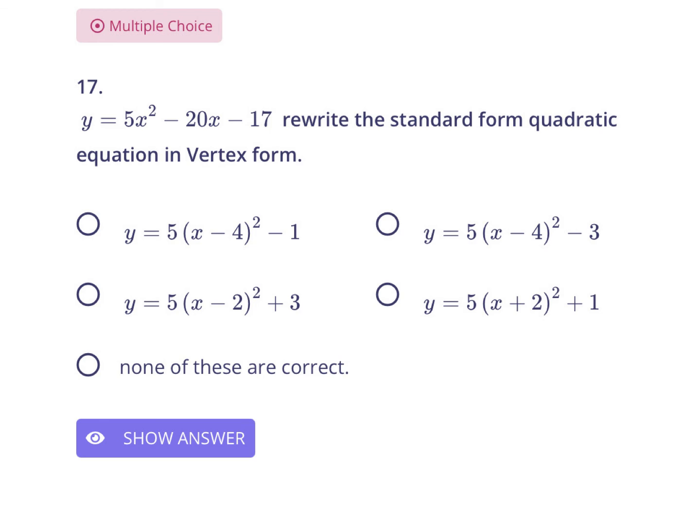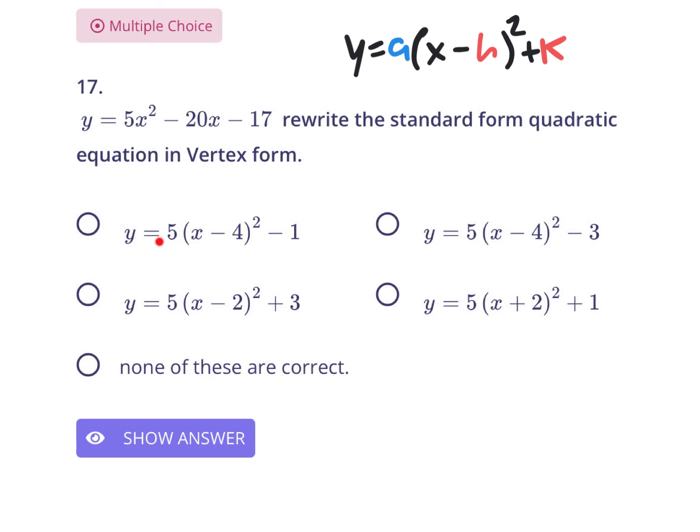On this one right here, we have a standard form quadratic trinomial function, and they want us to rewrite the standard form equation in vertex form. Okay, so this is ax squared plus bx plus c, and they want us to rewrite it in vertex form, which is y equals a(x minus h) squared plus k.